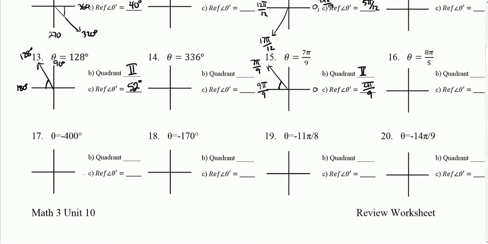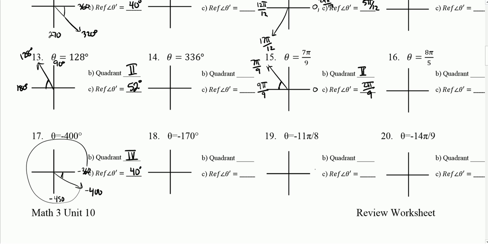Negative 400 degrees. Remember, negative, you move counterclockwise. But, so if you go full circle, that's at negative 360. And go another 90, you're at negative 450. So you're between negative 360 and negative 450 in quadrant 4. And the reference angle is the difference between 400 and 360, which is 40 degrees.